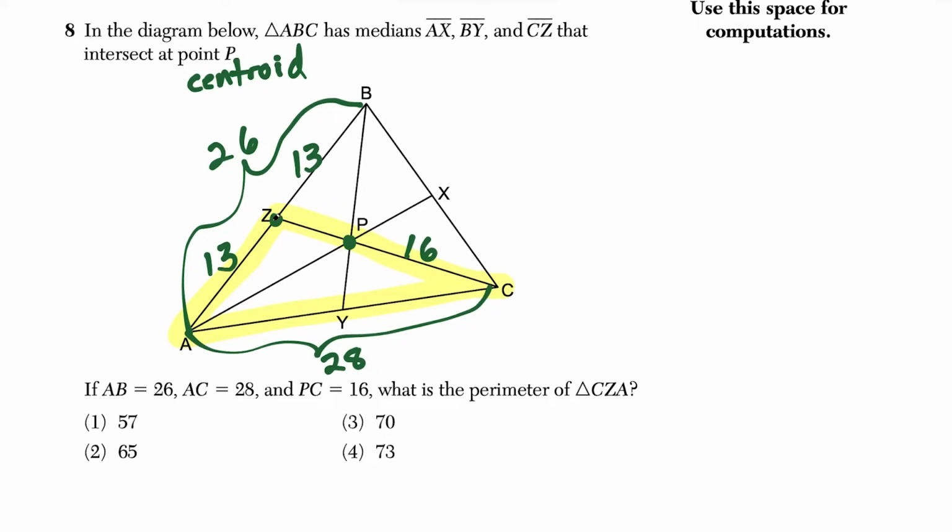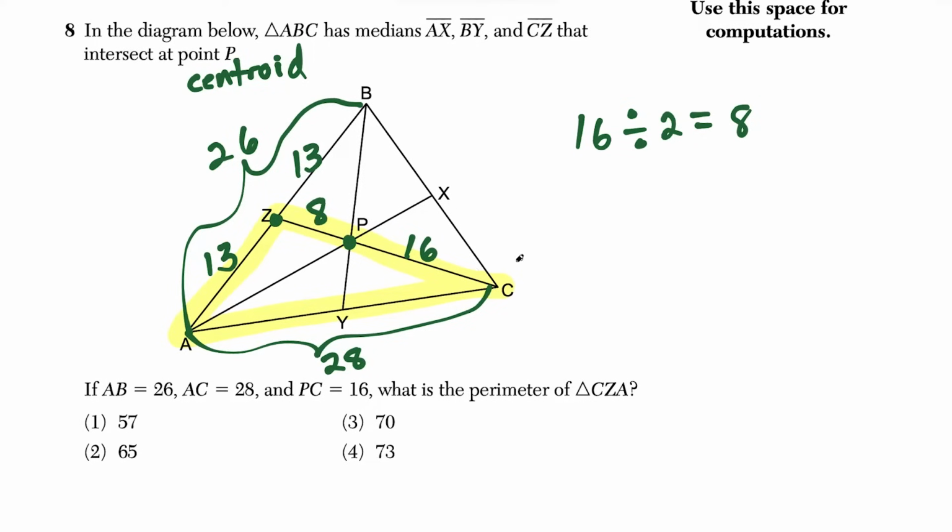But now, how do we find the length of ZP? Well, remember, when the medians intersect, the centroid separates the medians into two segments that are in the ratio of 2 to 1. So you see how ZP is the shorter segment here? We just have to take 16 and divide it by 2, and we're going to get 8. And that tells us the length of this segment here is 8 units long.